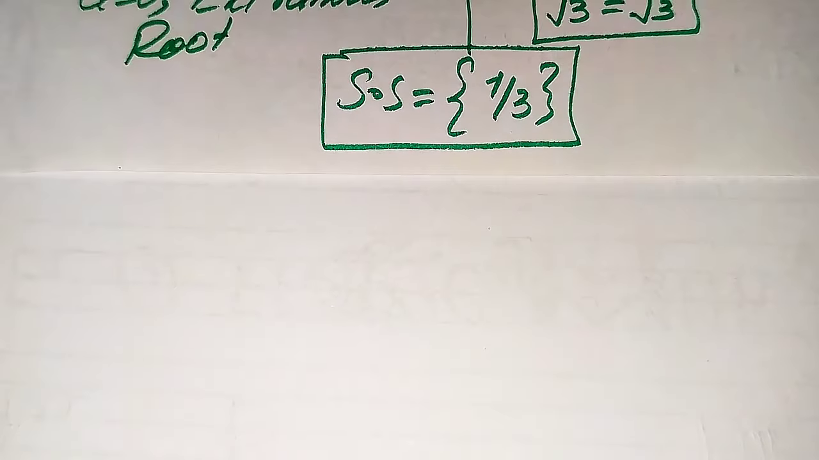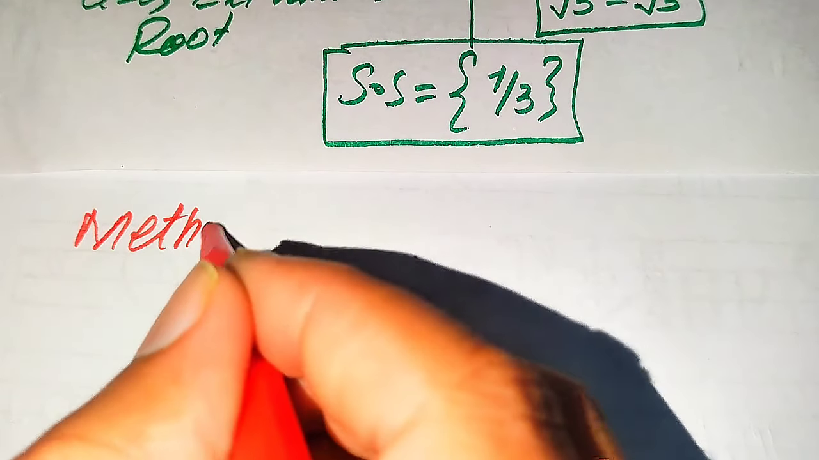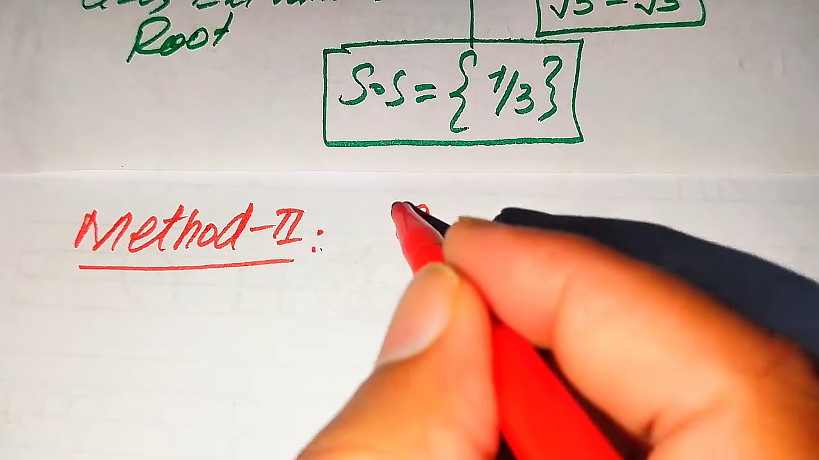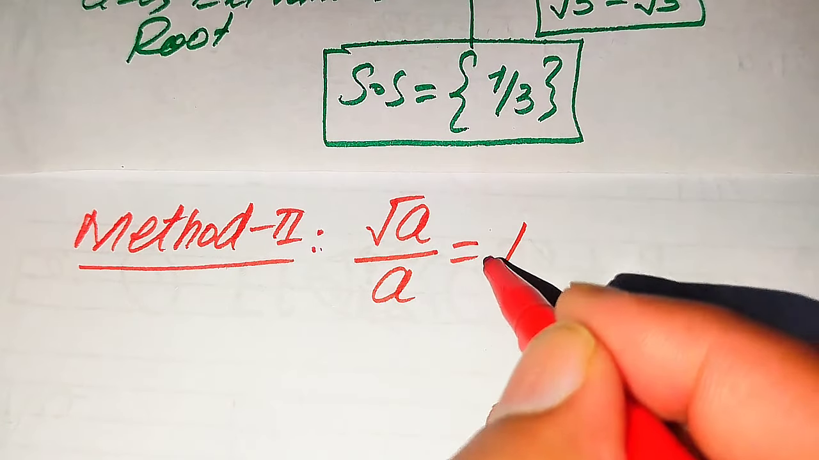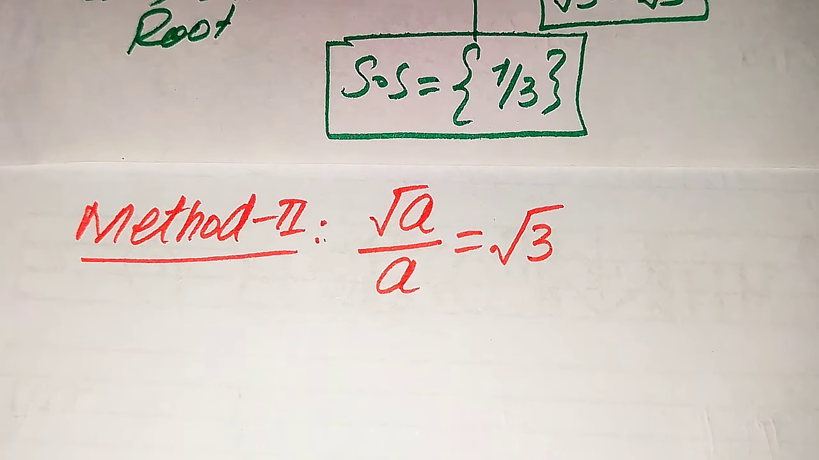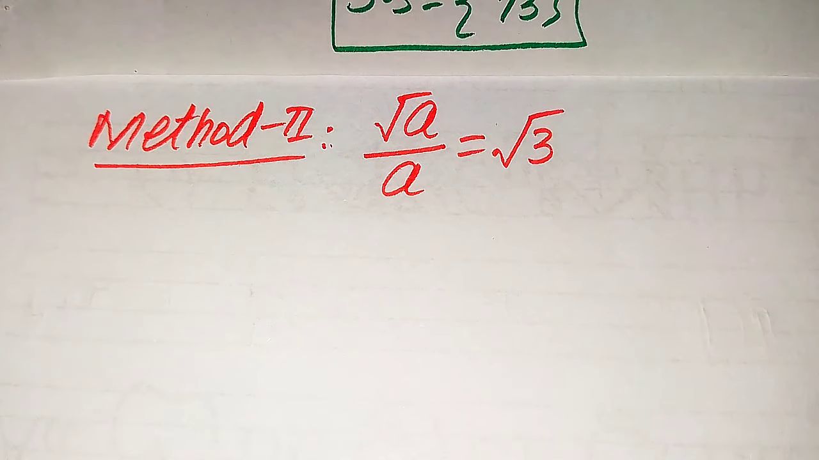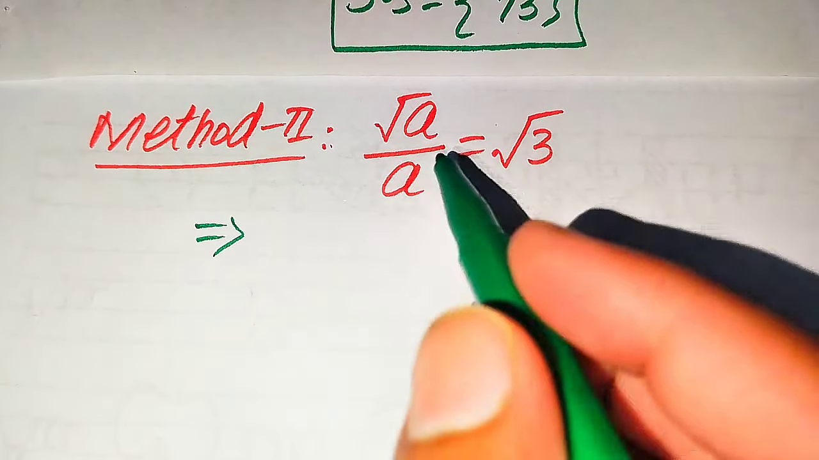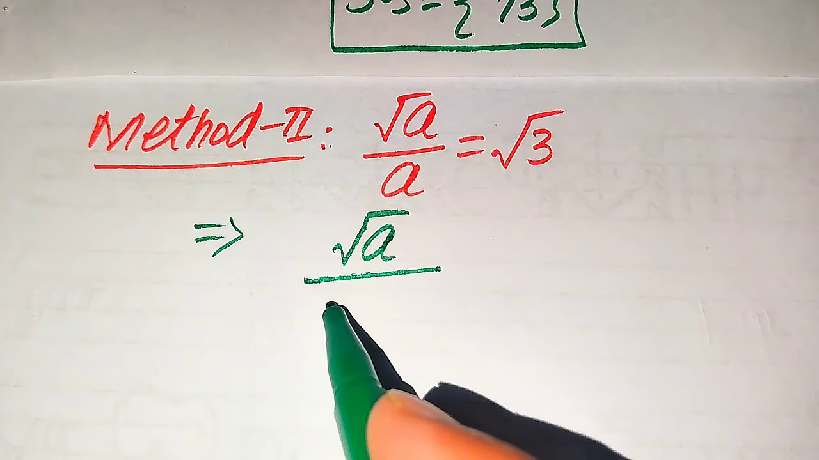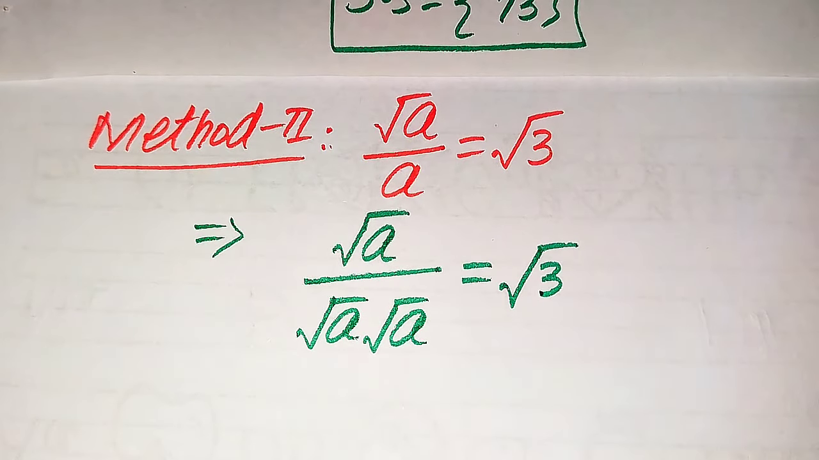And now we again solve this problem by a second method, and in the second method we need to copy down the given question statement. The given question statement is square root of a divided by a equals square root of 3. Here in the second method I can give you another smart way in which you can easily get the roots of this equation. We focus on the a, and we write this a as a product of square roots, so it becomes square root of a multiplied by square root of a, equals square root of 3.